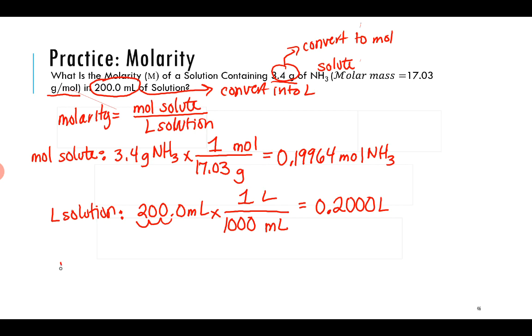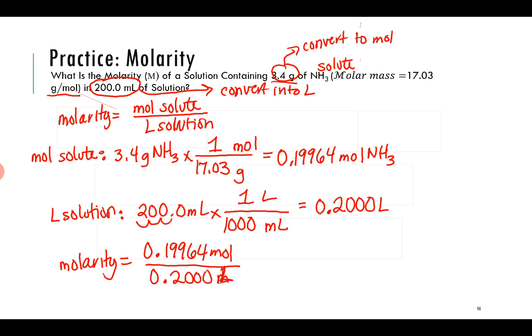Now I can calculate my molarity. Molarity is equal to moles of solute, so that's 0.19964 mole, divided by my liters, 0.2, with a bunch of zeros after it. And so divide that by 0.2000, and you end up with 0.9982. And then that's going to be in moles per liter, which is molarity.